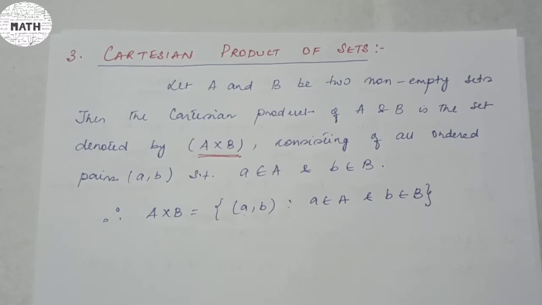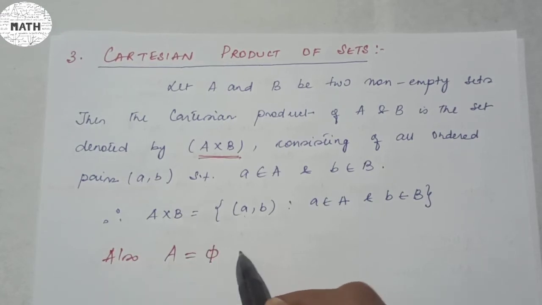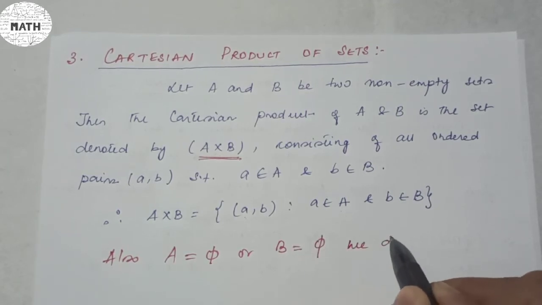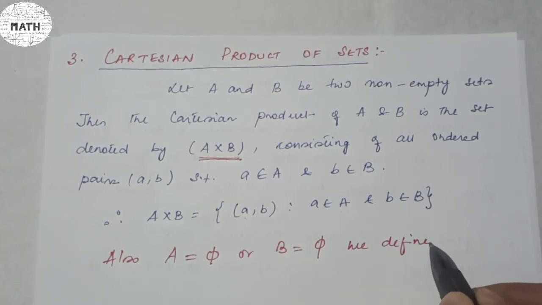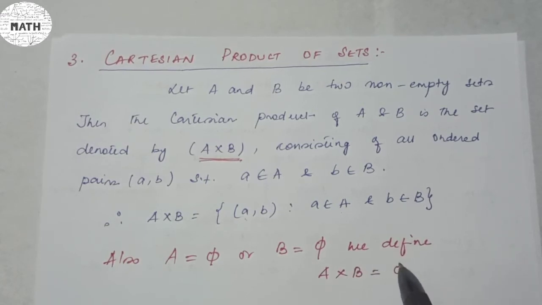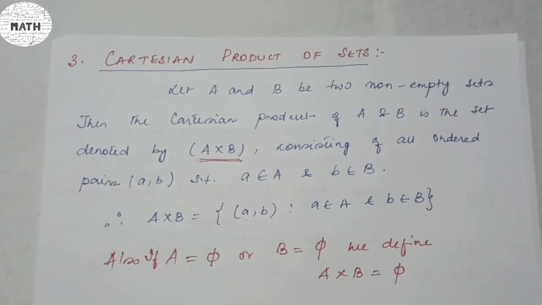And another one over here we can say also: if set A is equal to empty set or set B is equal to empty set, then we define A cross B is equal to phi. Okay, that's if A is equal to empty set or B is equal to empty set, we define A cross B to be nothing more than your empty set. So let us do some exercise over it.